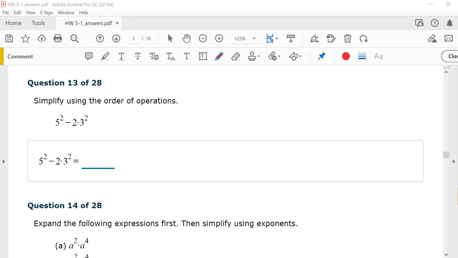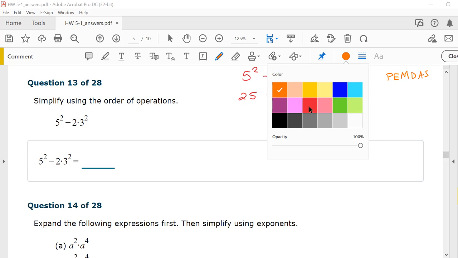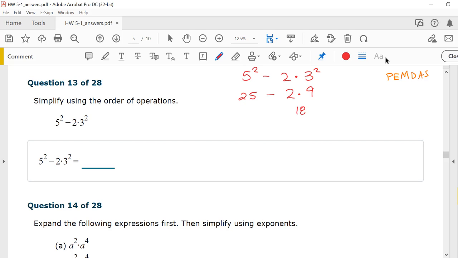Number 13, simplify. Okay, I've got some exponents going on here. So 5 squared is 25. Minus 2 times 3 squared is 9, because 3 times 3 is 9. Okay, what was it again? PEMDAS. Okay, next would be multiplication. So 2 times 9 is 18. 25 minus 18 is 7.